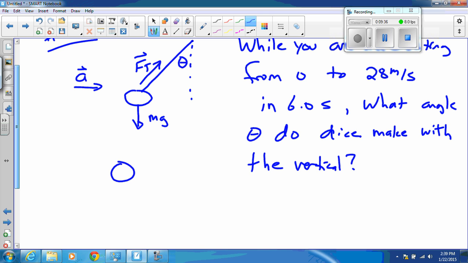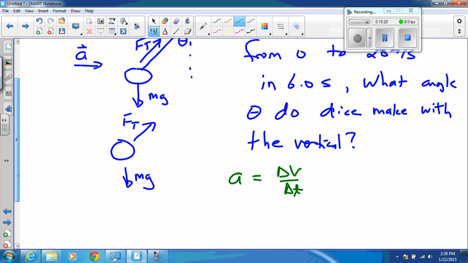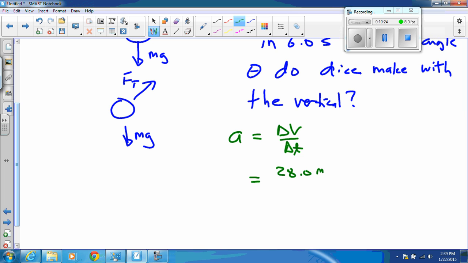So our pure, true free body diagram looks like this. Now what? I think finding the acceleration is a good idea. I'm probably going to want an equation: delta V over delta t equals a. Equations always have an equal sign. Equals 28.0 meters per second divided by 6.0 seconds.